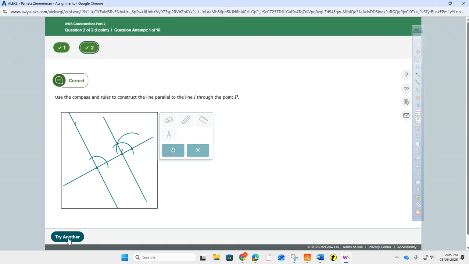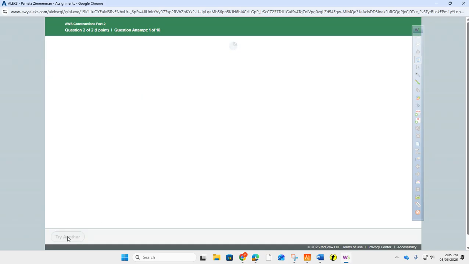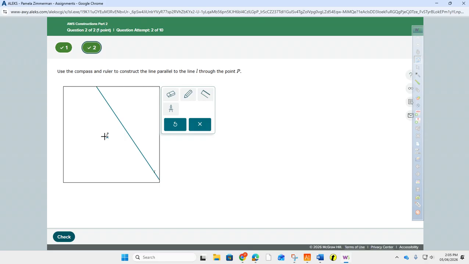Okay, I'm going to do one more for you. First thing we do is draw our line. So starting at P, and use the straight edge, and make sure you draw your line as far across that little box as you can.